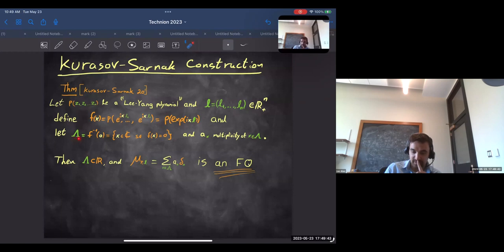And now I can let lambda be the zeros, the points in the complex plane where f is equal to zero, and a_x would be the multiplicities or the degree of a zero. These are analytic functions. It has a well-defined degree of a zero. And the fact is that because we started with a Lee-Yang polynomial, all of the zeros are going to lie on the reals, and I can take this measure supported on them with the degrees as the coefficients. This measure is going to be a Fourier quasicrystal.